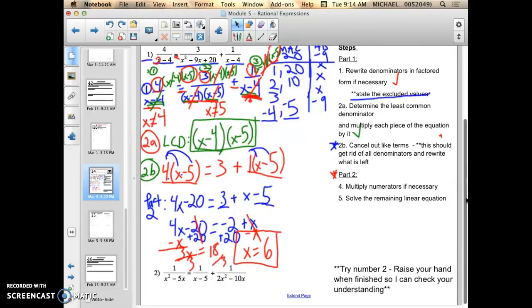So go ahead and try part 1 in number 2 down here. So try part 1 in number 2 and then raise your hand. So you should start with a rational equation and your goal is to get rid of the denominators. So you have to get to step 2b. You should cancel out all the denominators. If you need help at any way along the way, please raise your hand because step 2a is very important, finding your least common denominator and then multiplying it with each piece to get rid of the denominator. So after you get to step 2b in number 2, please raise your hand so I can come check your work.